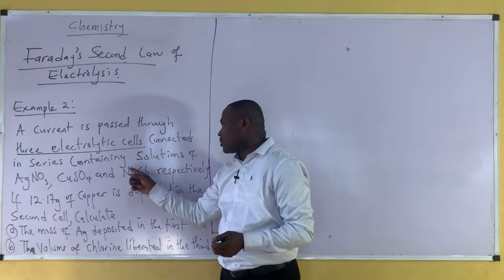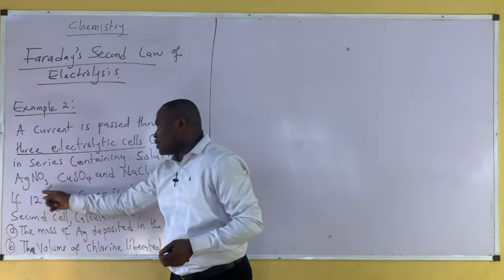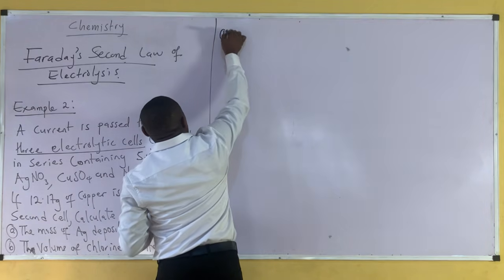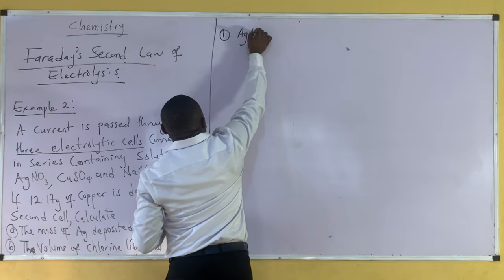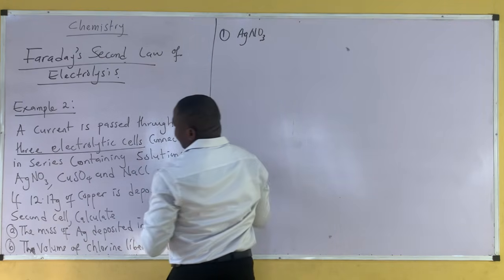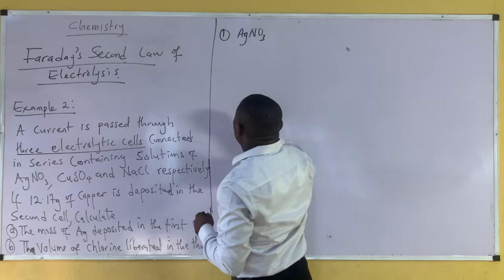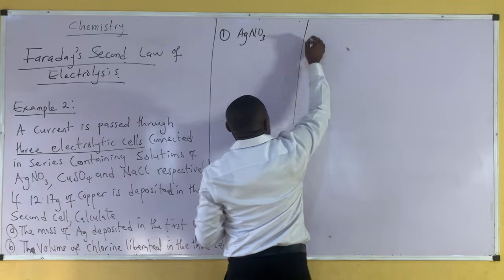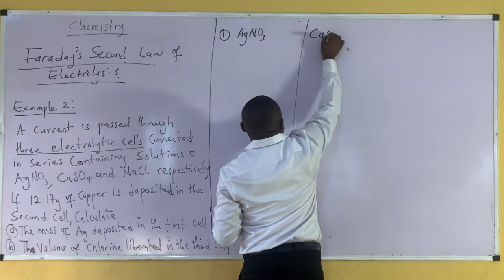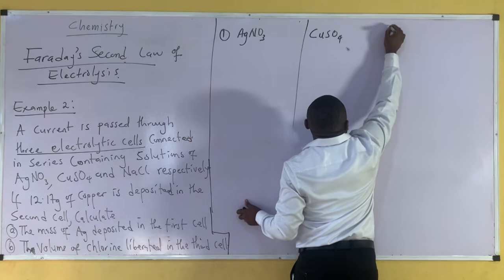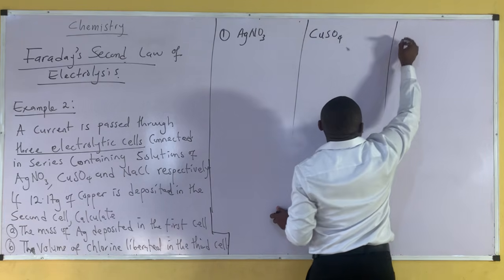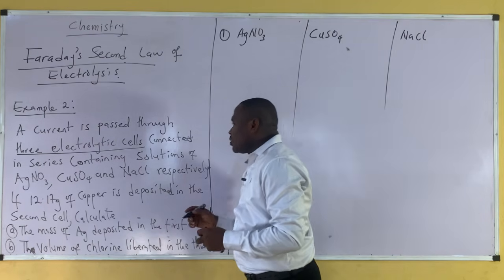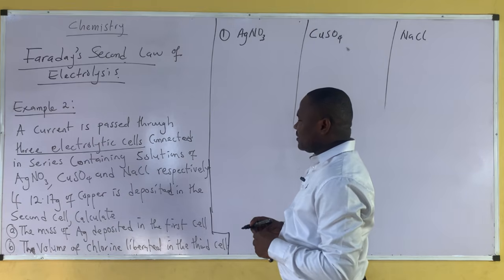So connected in series containing solutions of, now look at the solutions. The first one is AgNO3. Then we have the second one. Another solution is CuSO4. Then we have another one again, which is the last one, NaCl. So these are the solutions we have respectively.